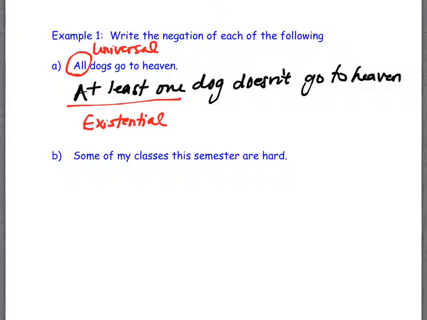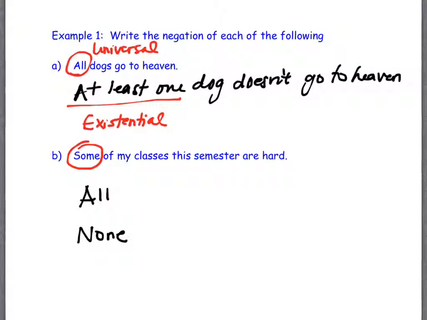The next statement says, some of my classes this semester are hard. Does this have an existential or a universal quantifier in it? Existential. It's right here, right? So in order to change this to its negation, I have to change that to the other type of quantifier. It's a requirement. So the word some has to become what? All or none. You can create it either way, depending on what you're going to say next, okay?